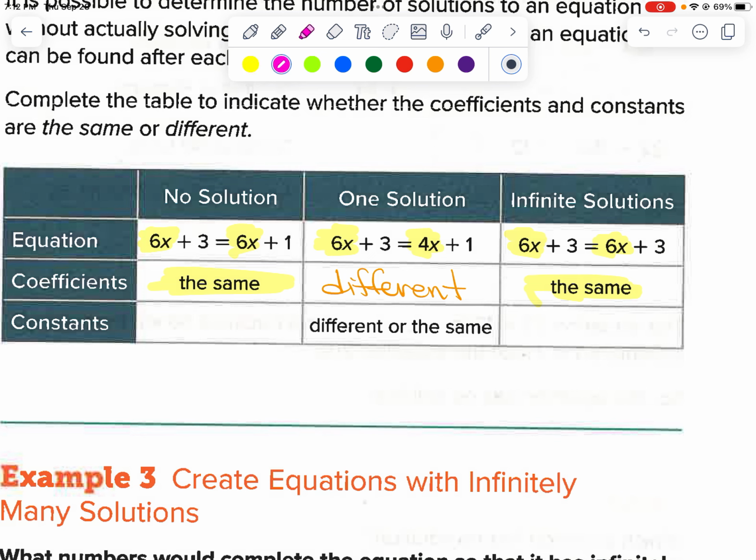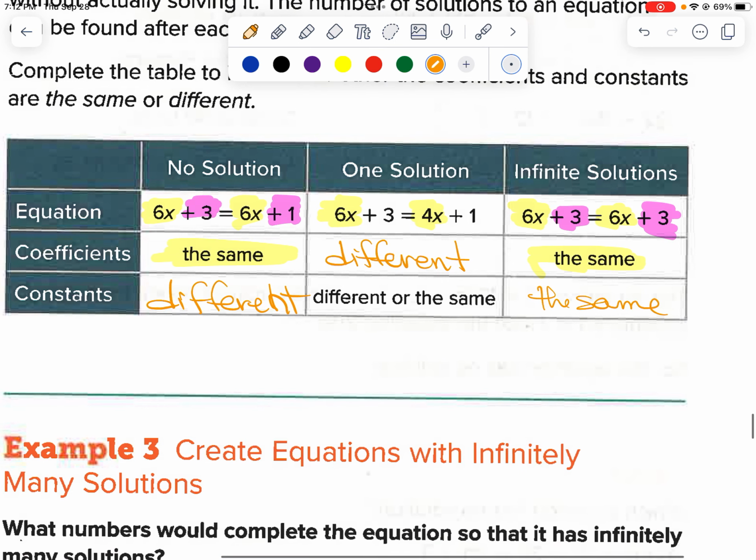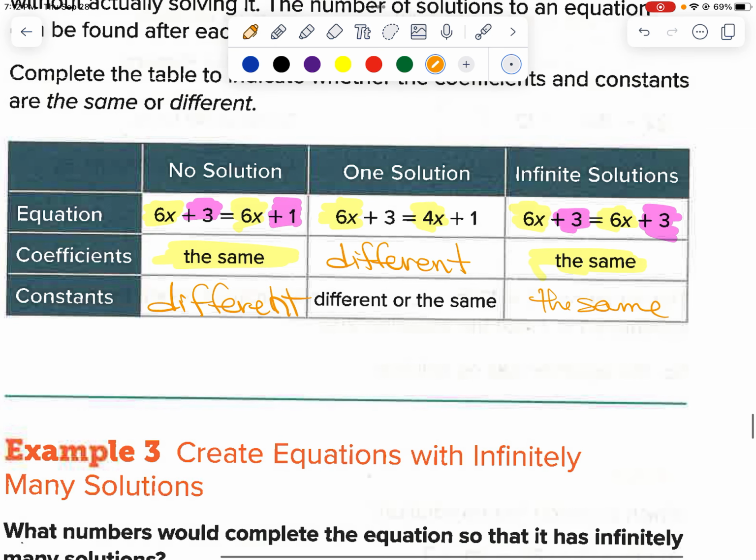Now let's look at the constants here. If I look at the constants here, they are different. Now, for one solution, they could be the same or different. It doesn't matter. Then over here, for infinite solutions, if they both have the same constant and the same coefficient, they have infinite solutions. If it's no solution, there will be the same coefficient, but different constants.